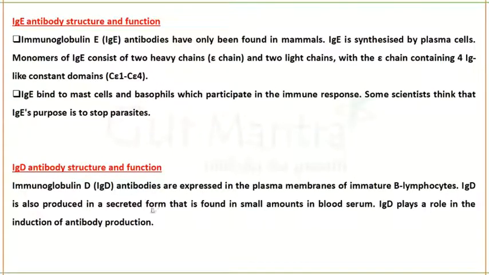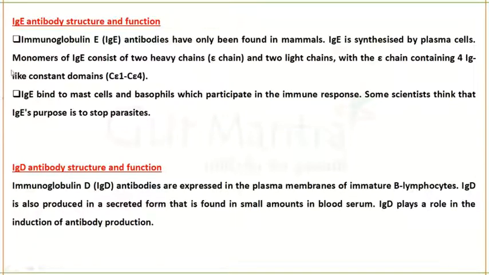Next is IgE. The IgE antibody is found in mammals only. It contains epsilon; epsilon is for E. It will bind to the mast cells and basophils and participate in the immune reaction, and this can also cause allergic reactions. It is very effective against parasites.